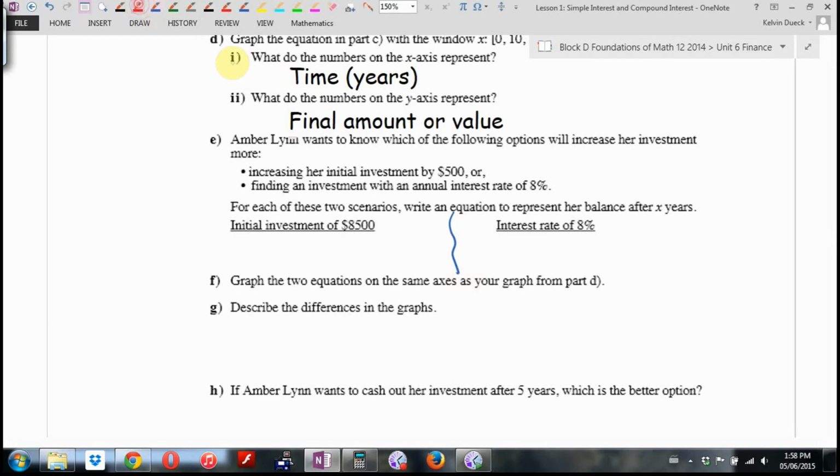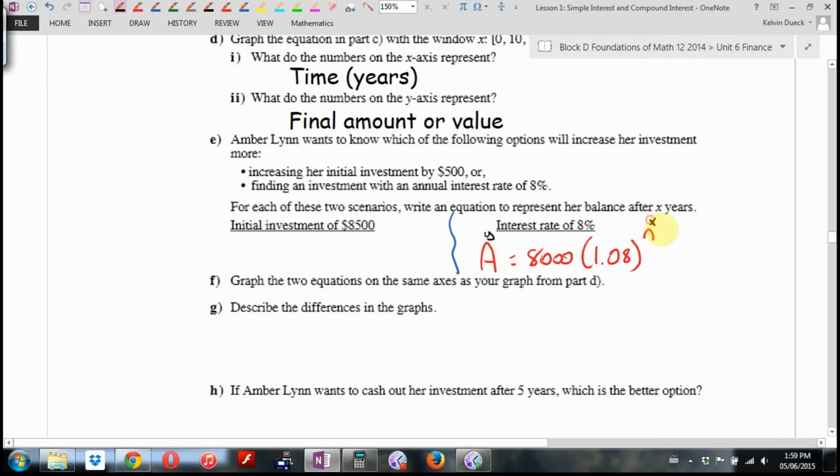I think, Alyssa, that equation would be final amount equals still the same initial amount of 8,000, bracket, but instead of 1.0725, if we're at 8%, what's going to be in the bracket? 1.08. And to the n years, to the x years. Now, Julia, on my graphing calculator, that was a y and that was an x.